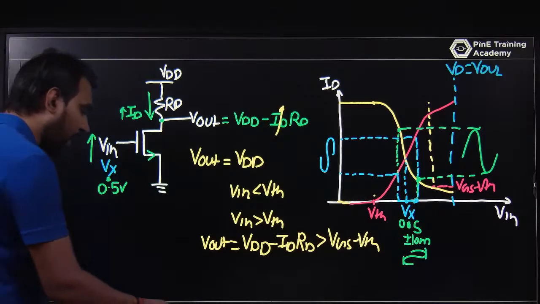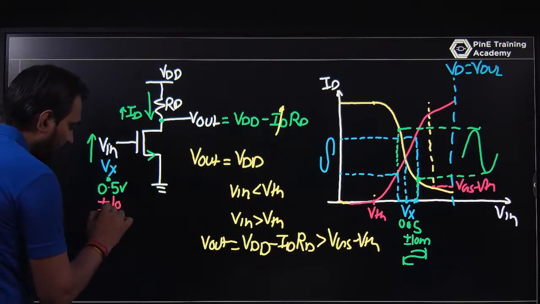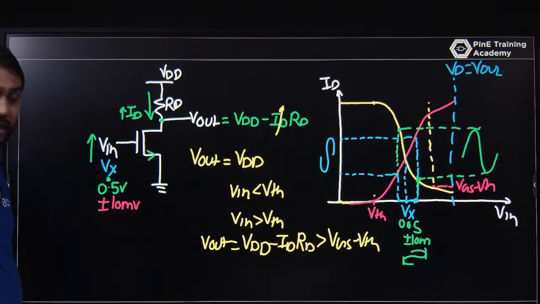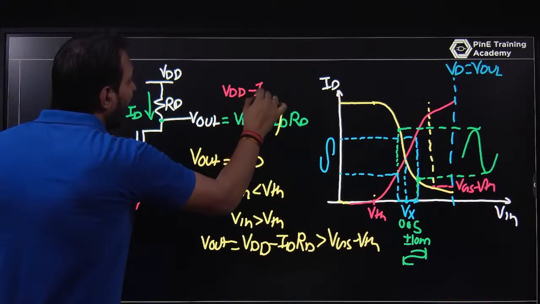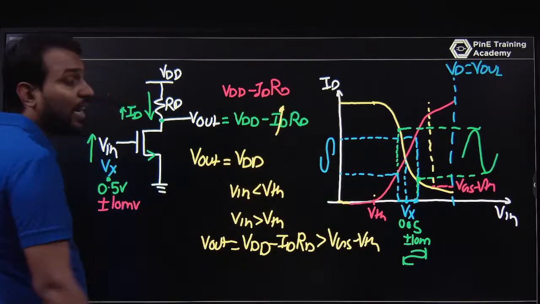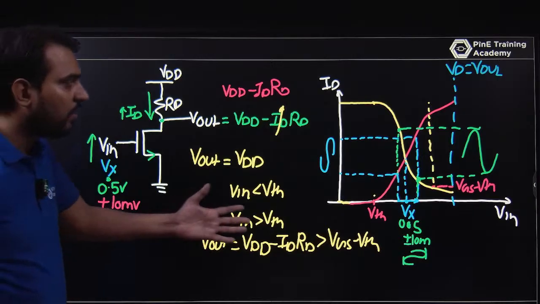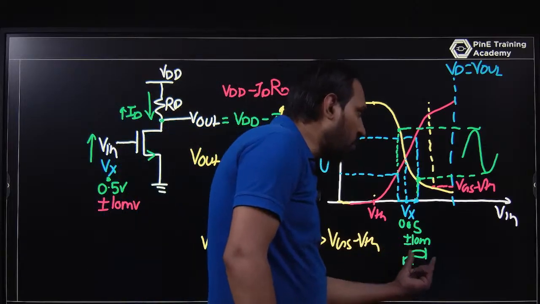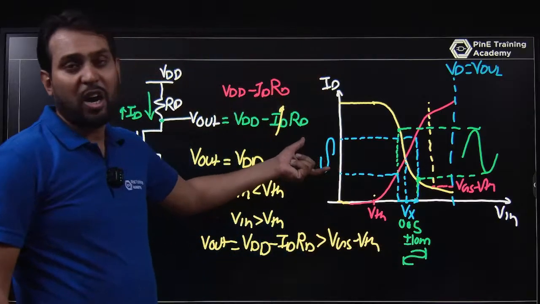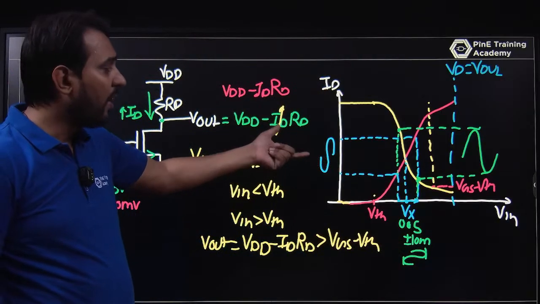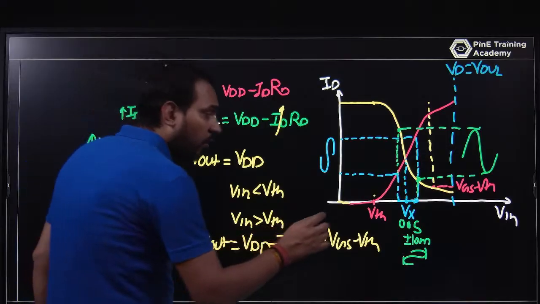So I can say that if you are providing 0.5 volt with plus or minus 10 millivolt changes, your output is changing like VDD minus IDRD, and that will also change a large amount. Is it okay? So that's why, with a small change on the input voltage, you are finding a large change on the output side, and a large change on the output current, the drain current, where you will find high transconductance.